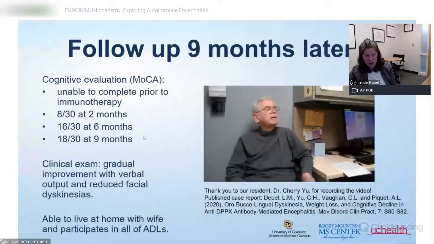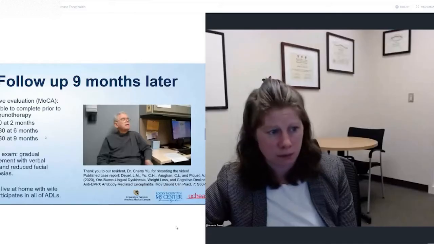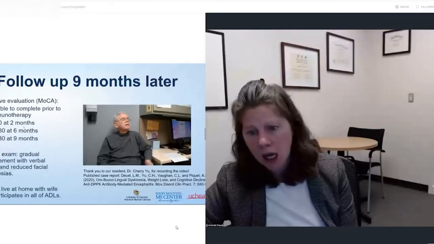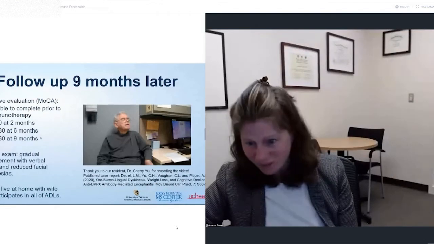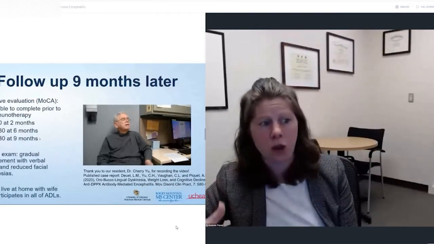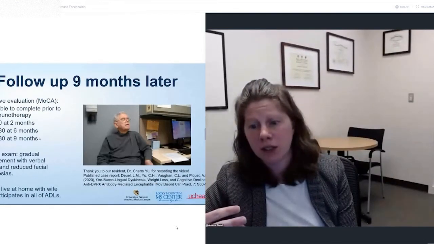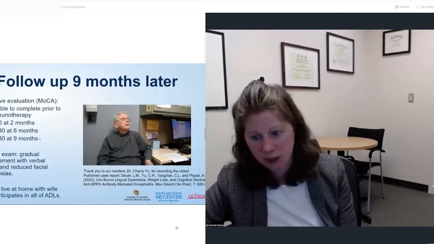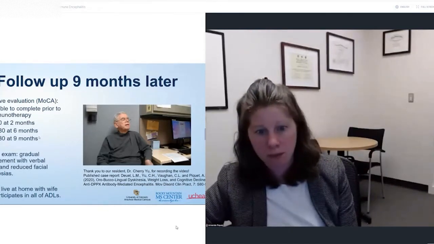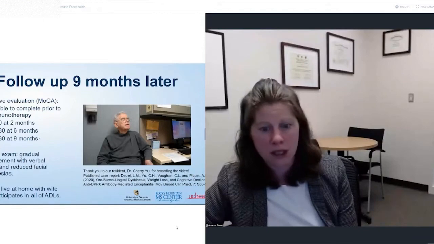This was 8 out of 30, still not great, but better than zero. And by 9 months, he was at 18 out of 30. So just doing remarkably well. And he actually continues to improve to this day. I still follow with him in clinic. He is now living on his own with his wife and participates in all of his activities of daily living. So just a remarkable improvement from where he was.